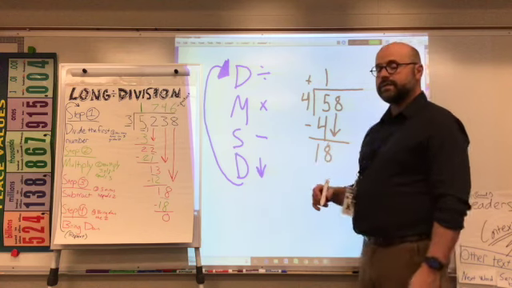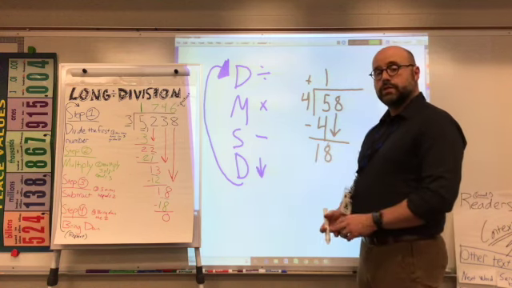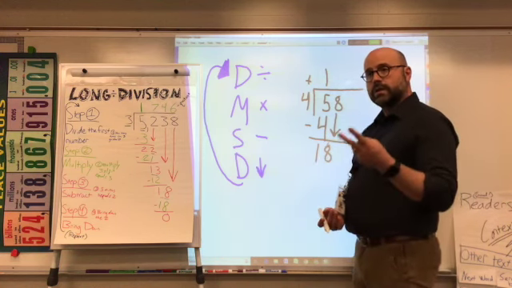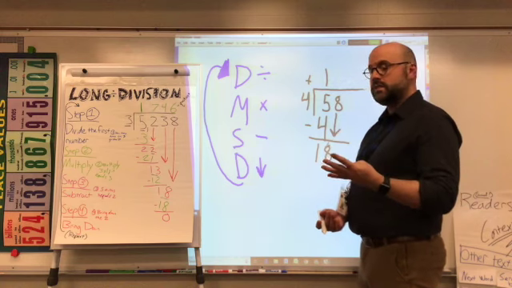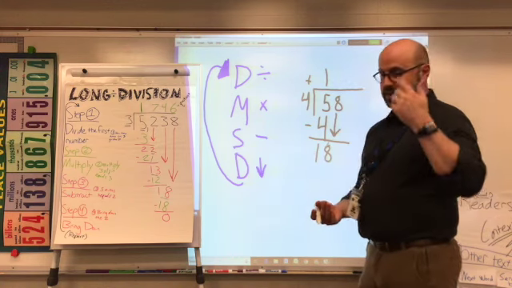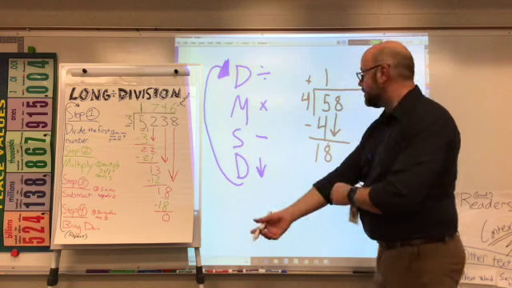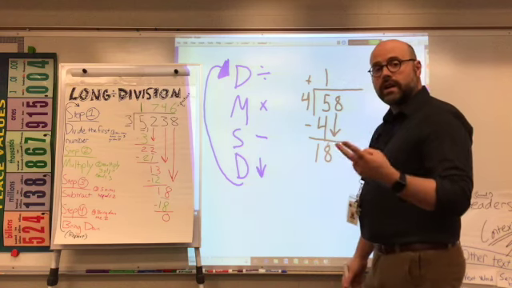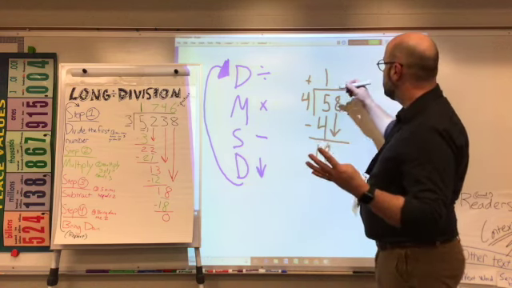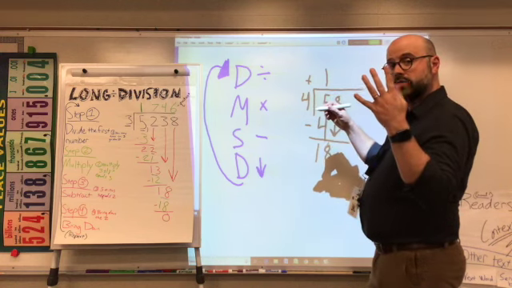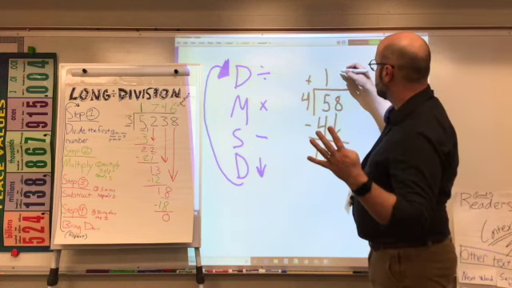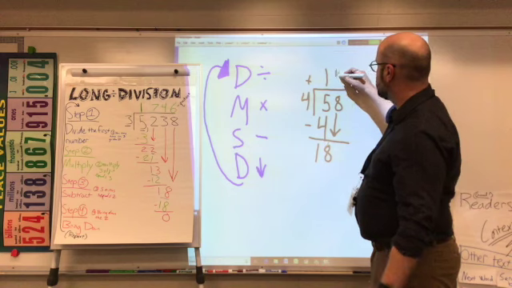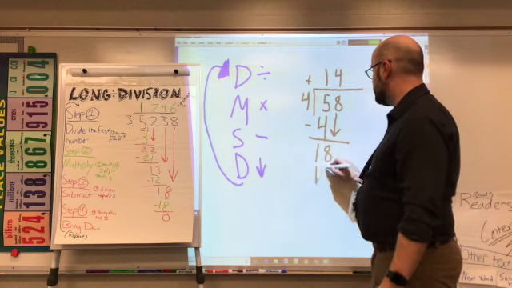How many times can 4 go into 18? 4, 8, 12, 16. Peyton got me singing those multiplication songs. I haven't sung them in a while, but now they're stuck in my head. 4, 8, 12, 16, 20. 20 is too much, so you go to the number closest without going over, which would be 4 times, because 4 times 4 is 16.